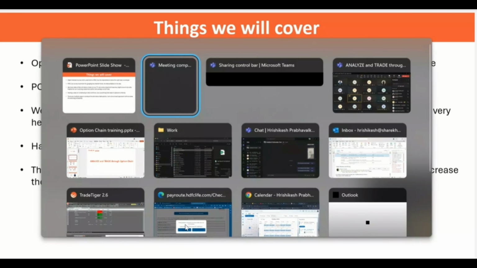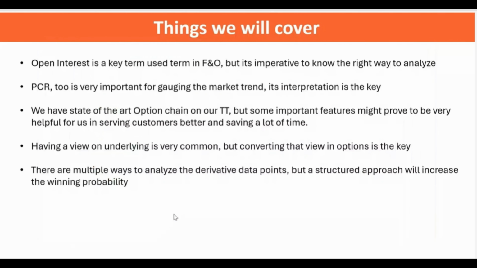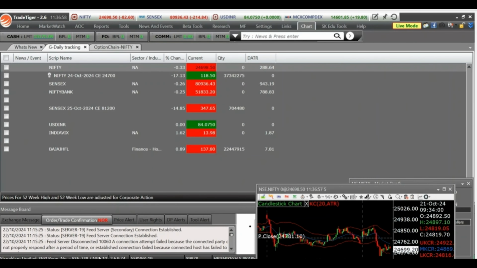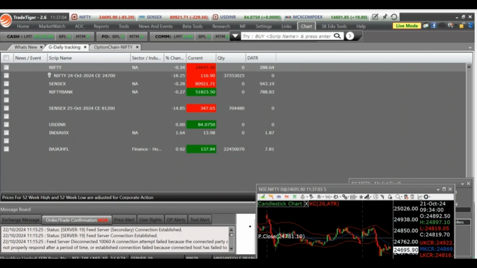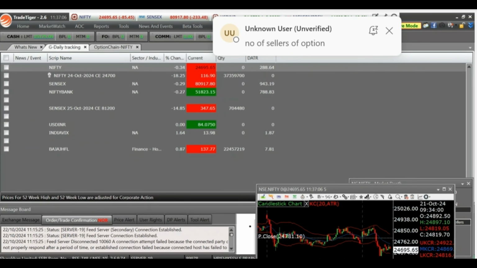Till then, let me tell you the latest version of Trade Tiger. The latest version of Trade Tiger is, you can see here, 2.6.9.7, I mean 9.74. This is the latest version. You can see it at the bottom of my screen which I shared.